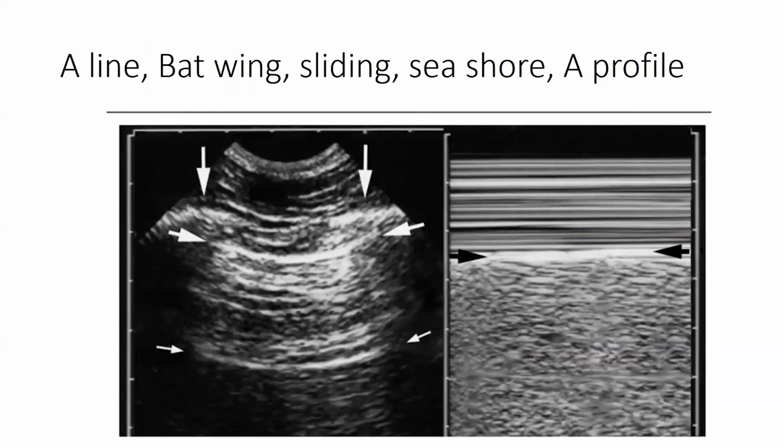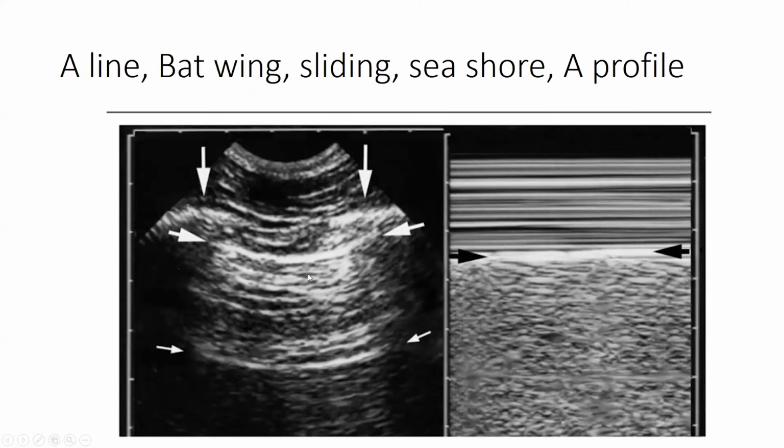What do we mean by seashore or the A profile? The first picture over here is the B mode. This glistening white line that you can see is the pleural line. In a normal lung, when the lungs are expanding during inhalation and then expiration is happening, the lung slides over the pleura. You can see this as a pleural sliding sign.